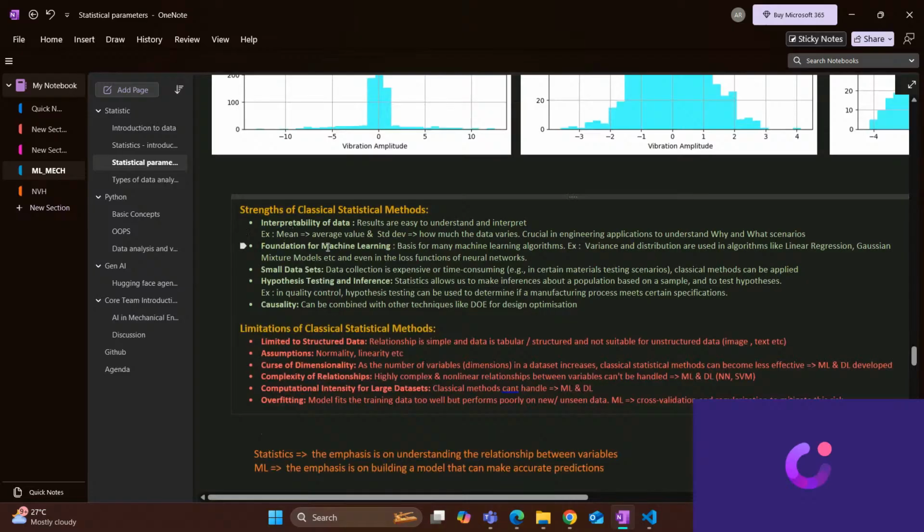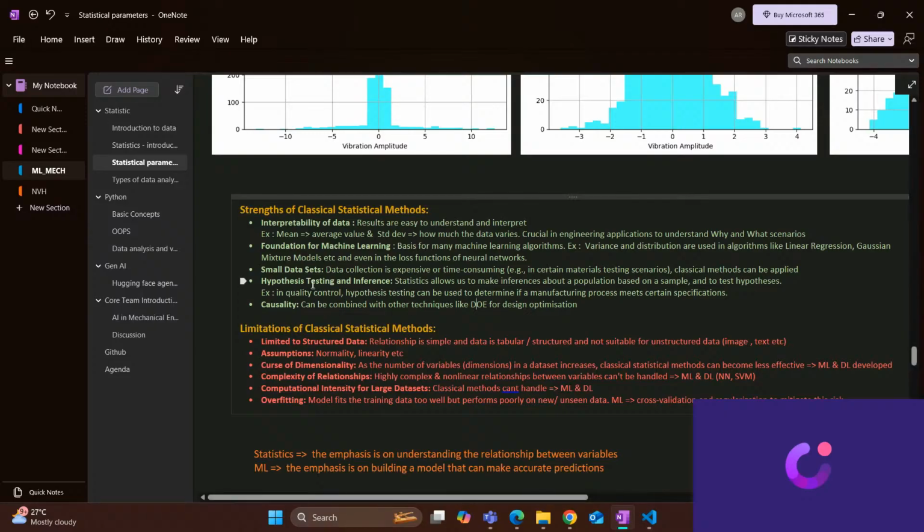Then we discussed the strengths and limitations of the classical statistical methods. How they help us in interpreting the data, and how these measures are used in further machine learning algorithms, especially in loss functions. They use these as base terms to derive the formulas, right? And it's also used in hypothesis testing, or even with the conventional mechanical design of experiments for design optimization, to analyze the different design suggestions from the design optimization algorithm statistically.